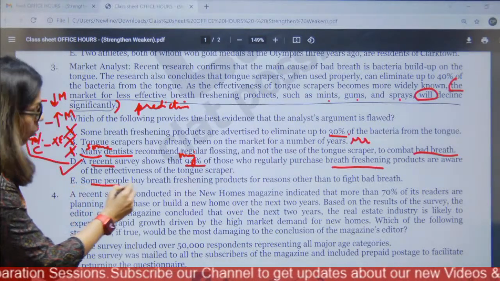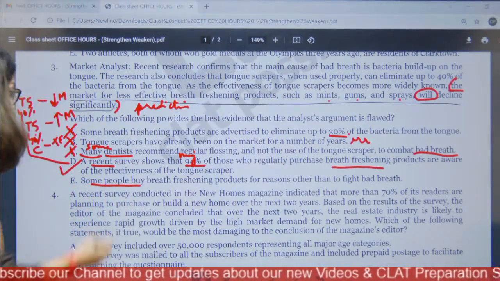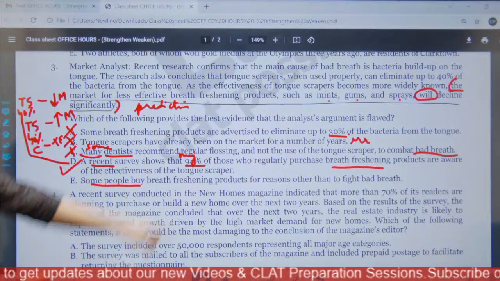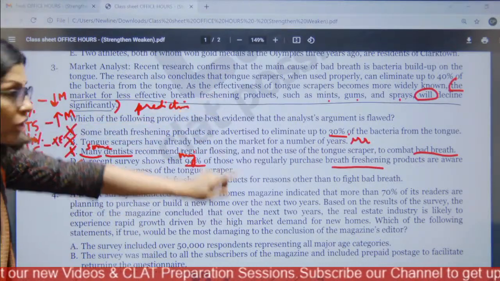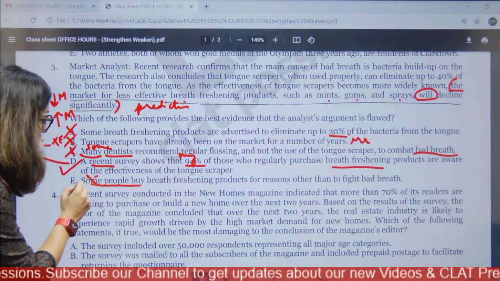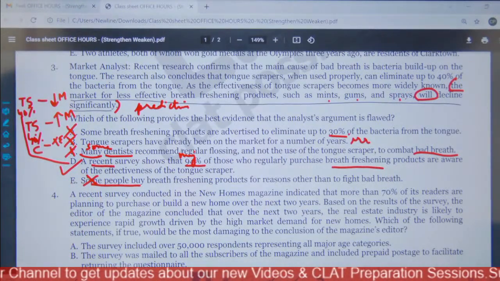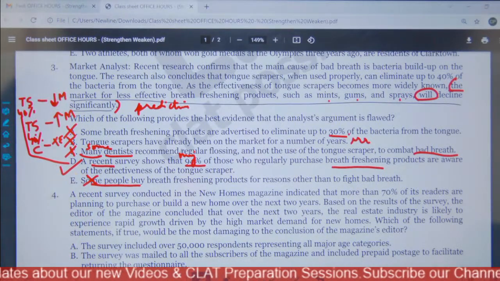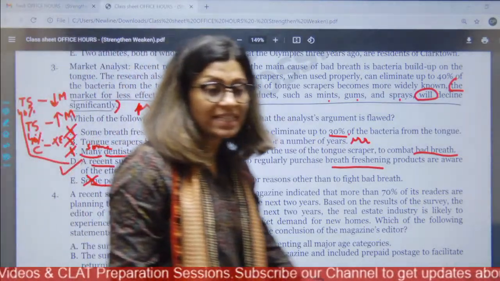And some people will buy. The author is not saying nobody will buy. The author is saying sales will go down. The author is not saying sales will be eliminated. So some is anyways not a good option. So the answer will be option D. If you understand this, say yes in the chat box.